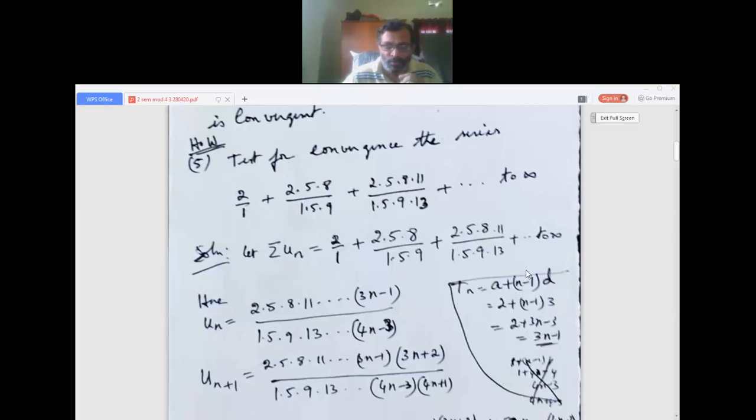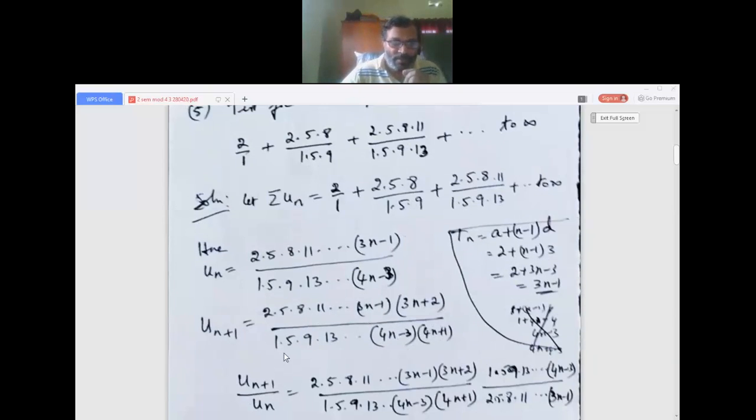This is studied from arithmetic progression because there is a common difference. So 2 plus n minus 1 into 3, so 2 plus 3n minus 3, that is 3n minus 1. So 2 into 5 into 8 into 11 till 3n minus 1. The denominator, 1 into 5 into 9 into 13, goes on. The nth term you find out in the same way because there is a common difference: 5 into 1, 4, 9 into 5, 4, 13 into 5, 4, like that.